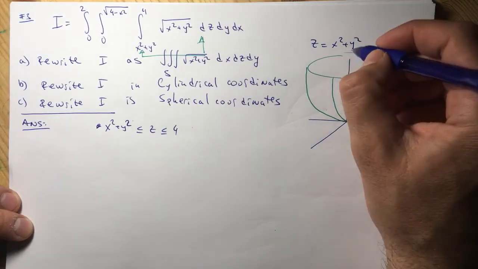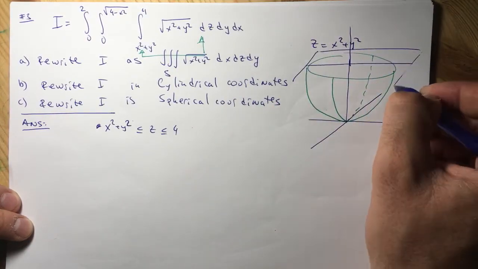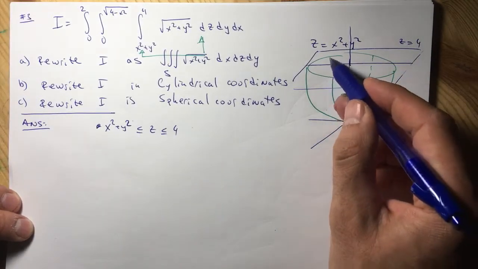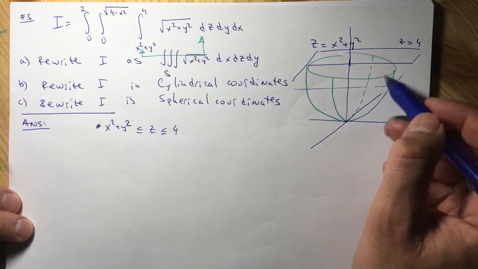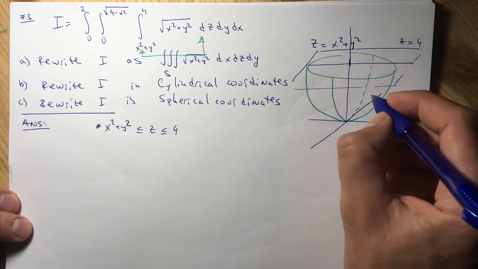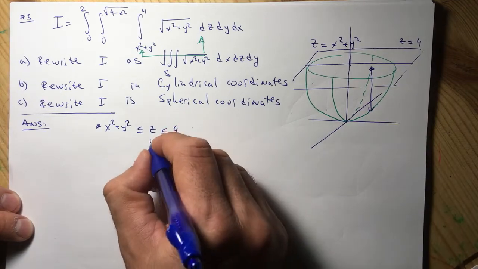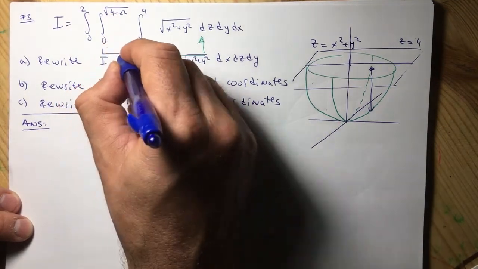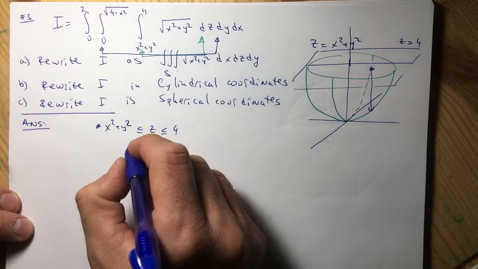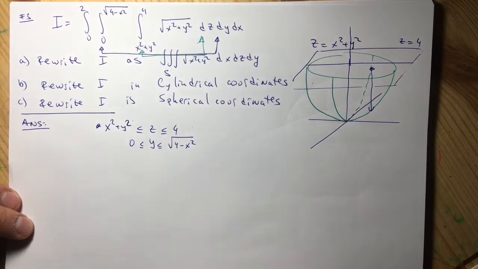And then let's say that this here is z is equal to 4. The plane z is equal to 4. So we are talking about the interior of this paraboloid. Okay, below the plane z is equal to 4, and above, so z goes from the paraboloid to the plane. Okay, y is bounded from 0 to positive square root of 4 minus x squared. So y is from 0 to square root of 4 minus x squared.